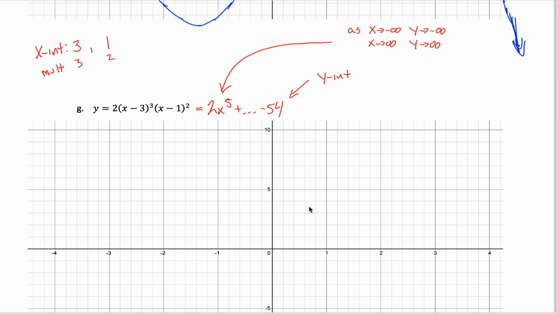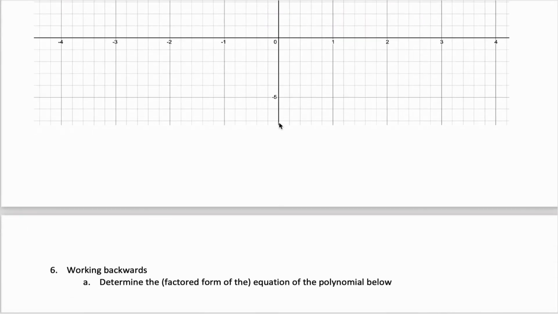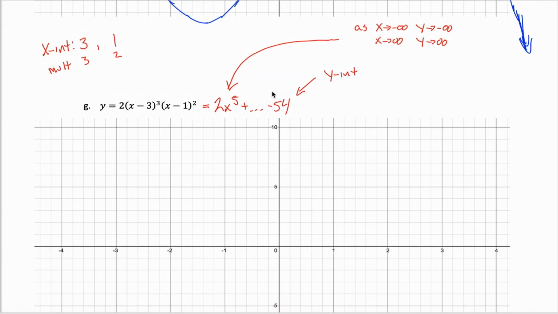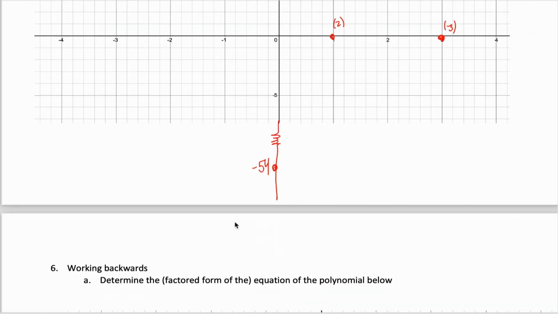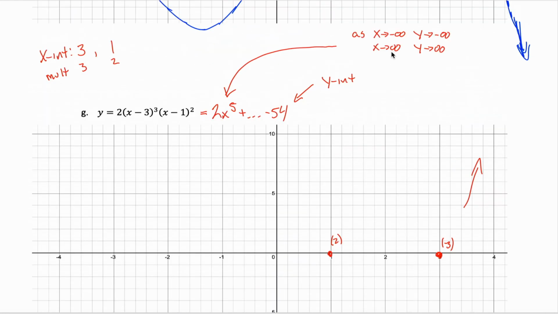I can graph this thing. The y-intercept is at negative 54, which unfortunately doesn't fit on my graph, but maybe you can kind of picture it somewhere way down here. The x-intercepts are at positive 3 and positive 1, so I can indicate those here and here. And then the corresponding multiplicities are 3 and 2 respectively, which I like to note on my graph just to make my life easier later on. What about the end behavior? When I go to the right, this thing goes up. When I go to the left, this thing goes down. All that's left to do is connect the dots.